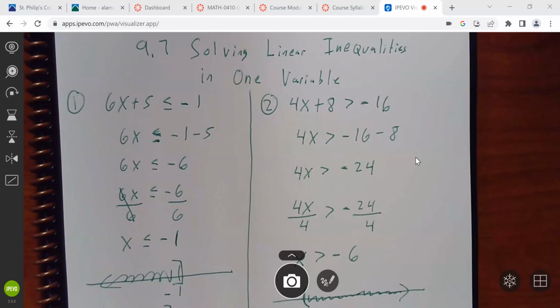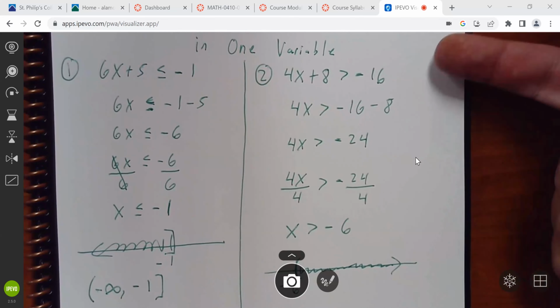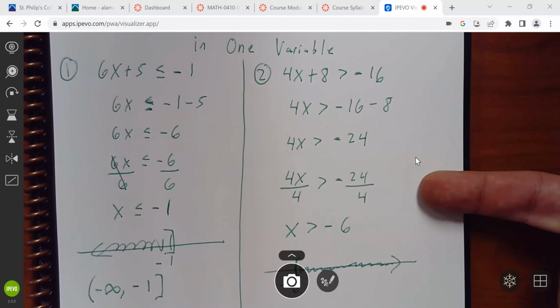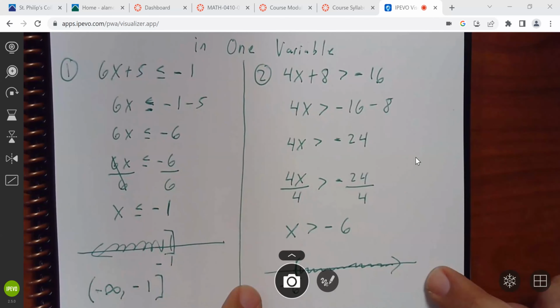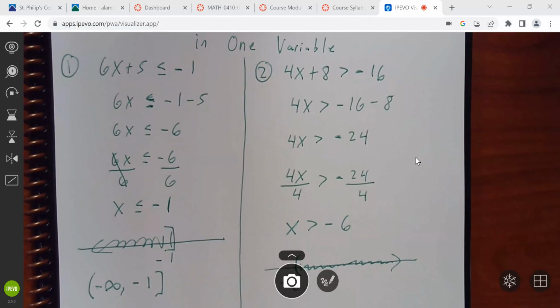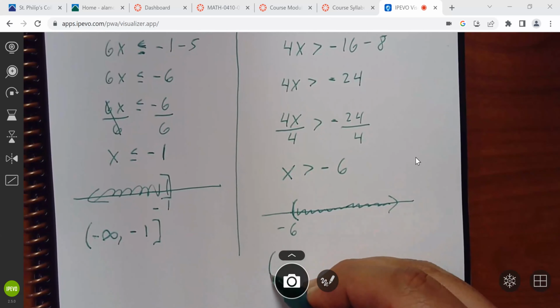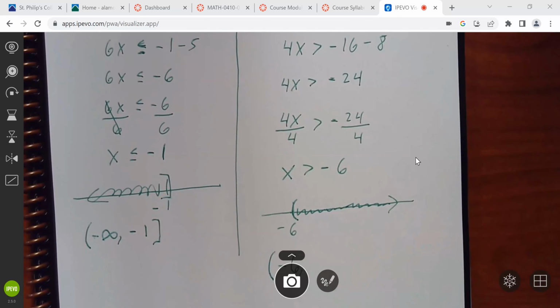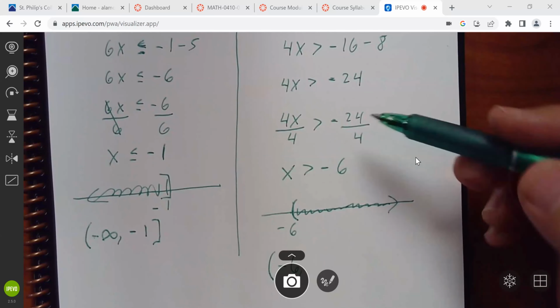Can you move it up a little bit? Yes. First step, subtract by 8. Divide by 4. And then draw a graph. How do you write this as an interval? 6, comma, infinity. Bracket or parentheses on 6? Bracket. Parentheses, because it's not equal to.